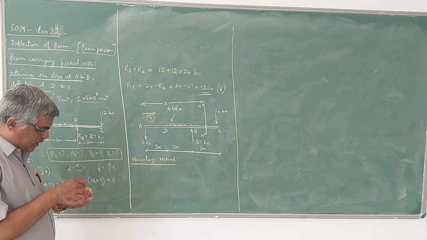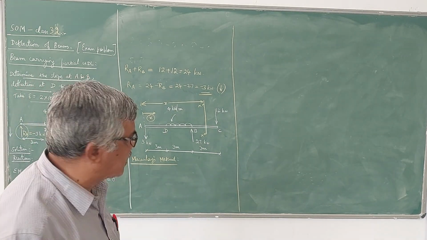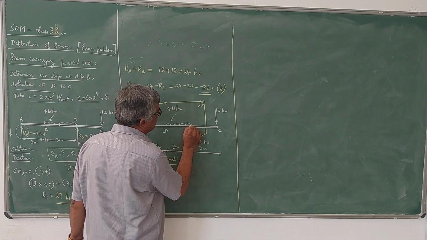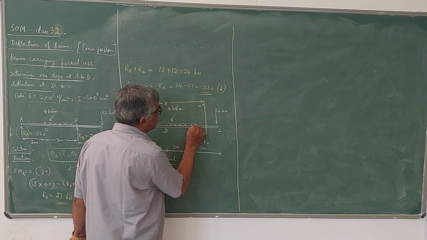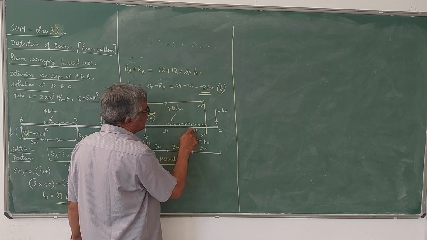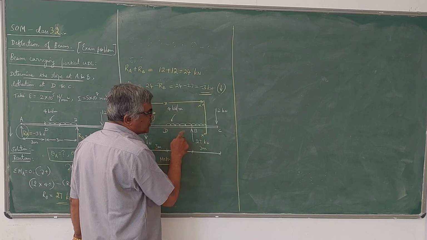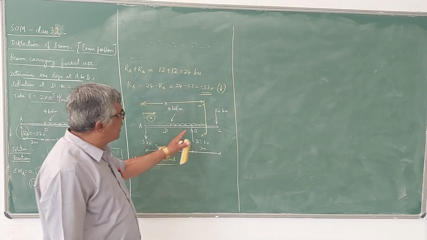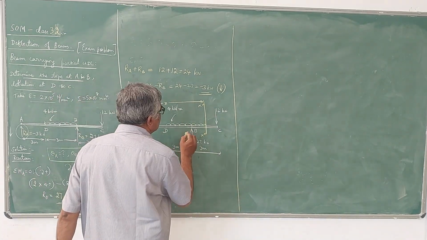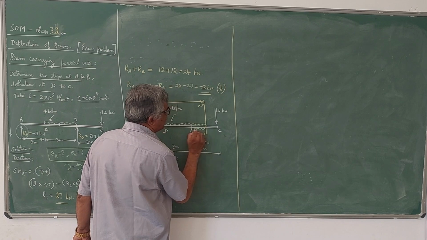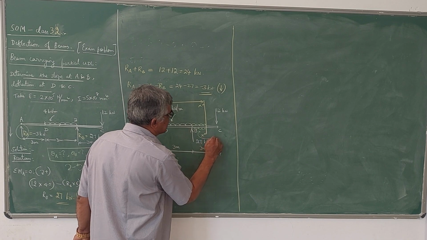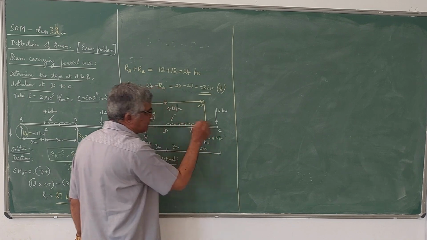Now before that, one important thing here is, whenever partial UDL is given, you should keep it in mind. You have to extend this UDL up to the section under consideration. That means we have to extend this 4 kilonewton per meter from B to this XX. Since you are extending from here to here, I have to cancel the effect of that force. So I have to introduce an upward UDL also from B to XX. Both will have the same intensity, 4 kilonewton per meter. This is very, very important.